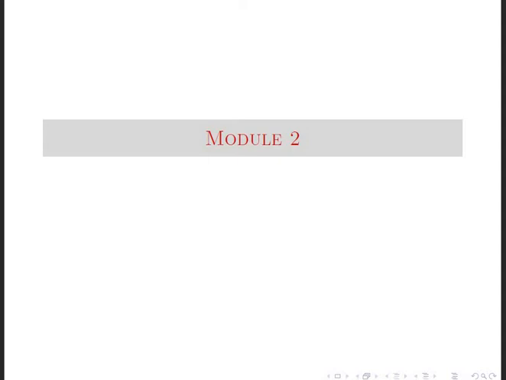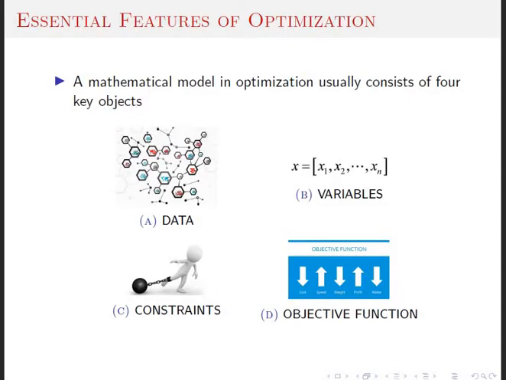Optimum seeking methods are also known as mathematical programming techniques, which are a branch of operations research. A mathematical optimization model consists of four key objects. Firstly, data like cost, demand, or capacity. Secondly, any system is described by a set of quantities viewed as variables. All quantities that can be treated as variables are called design variables or decision variables.